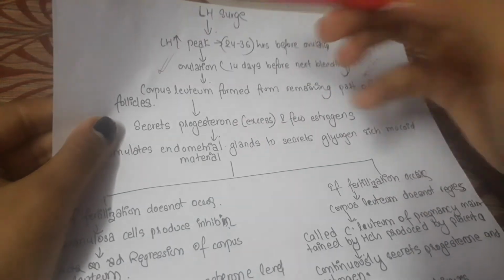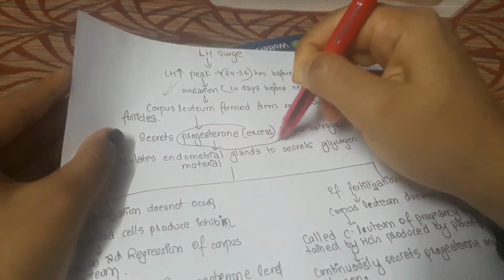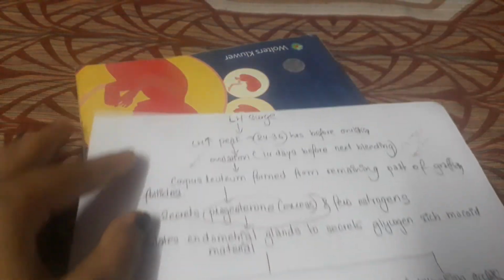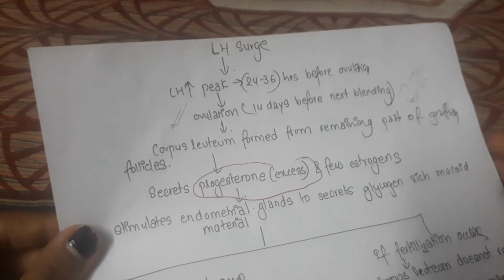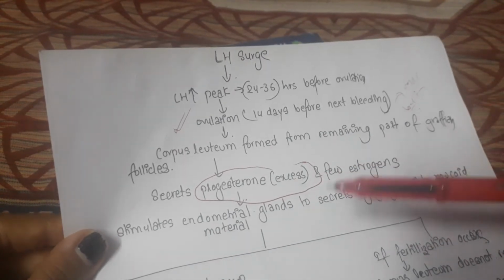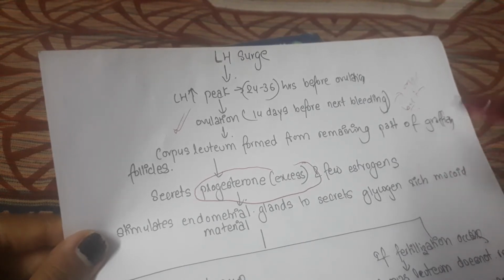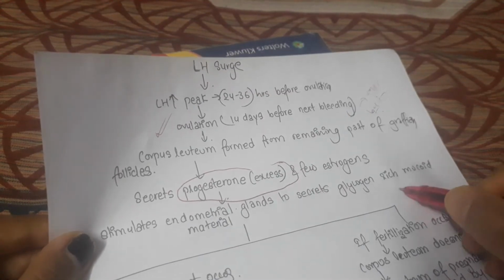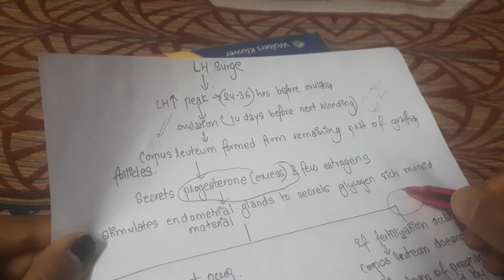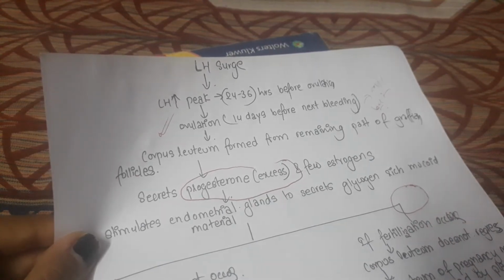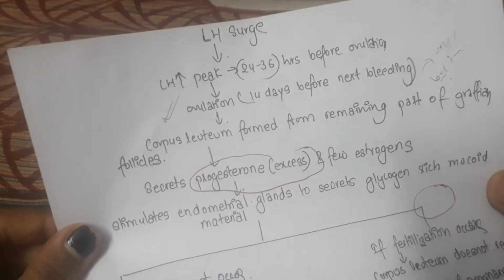Now what is the function of this progesterone? This is very, very important. The main thing we have to know is about progesterone. Progesterone helps in stimulating the endometrial glands to secrete glycogen-rich mucous material. So it helps in preparing the endometrium, sorry, not for fertilization but for the implantation of the zygote.